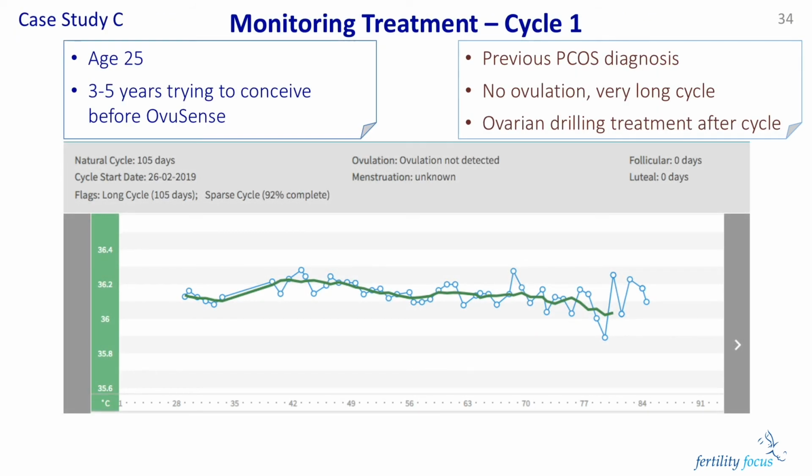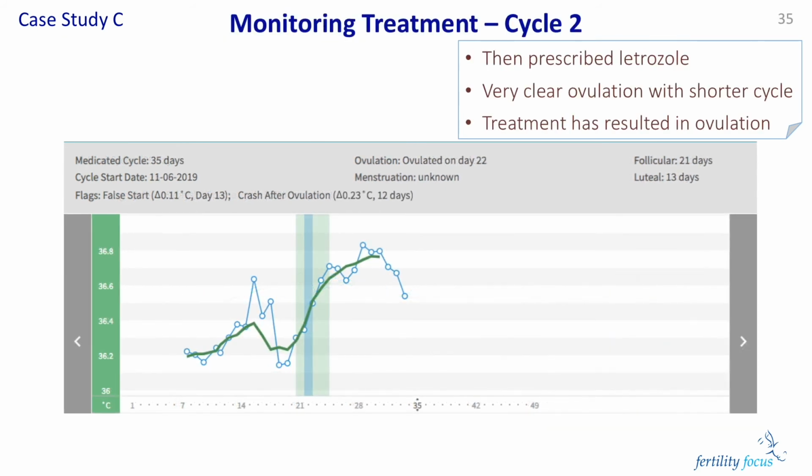Patient C had a previous diagnosis of PCOS. They had long cycles, some of them very long. After this cycle, they were treated with ovarian drilling. After the ovarian drilling, they were prescribed letrozole. OvuSense shows a very clear restoration of ovulation and a shorter cycle.